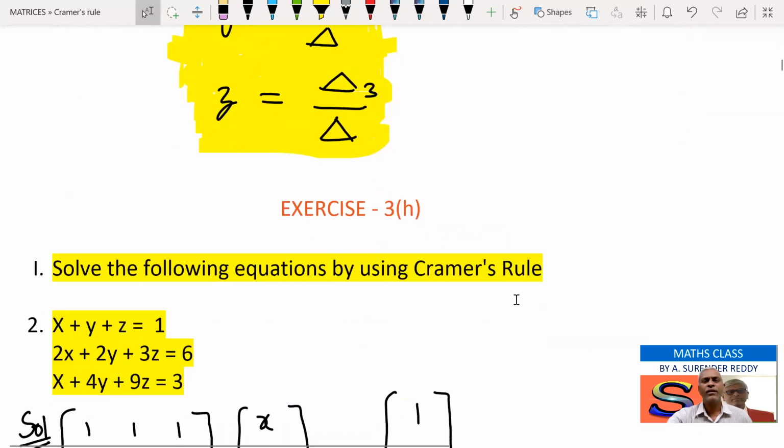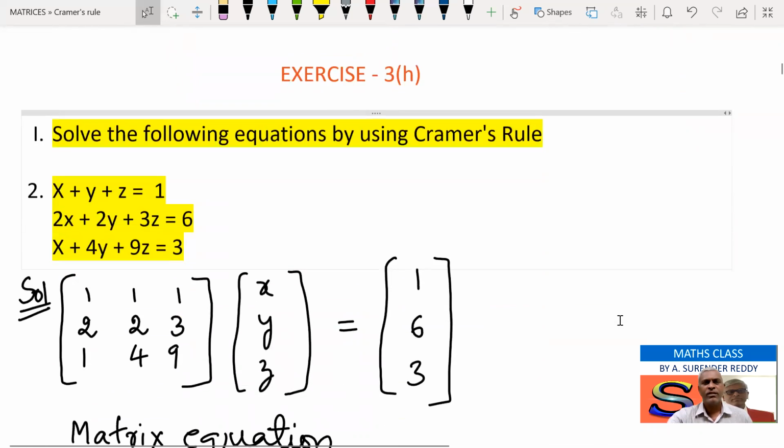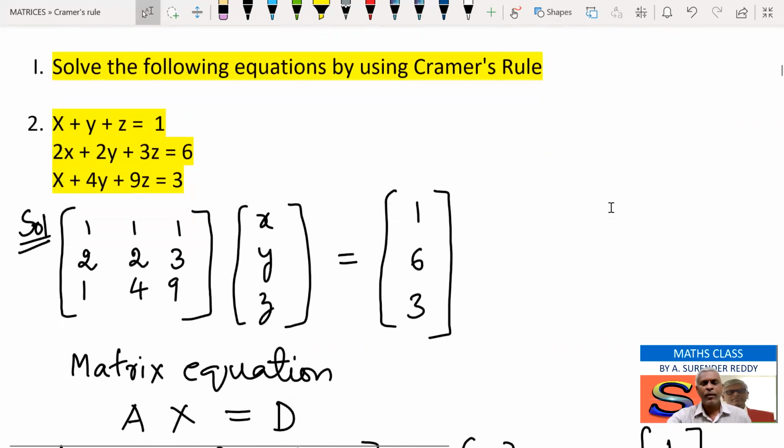Now let us consider some problems from the textbook exercise 3H. The question will be asked like this: solve the following system of simultaneous equations by using Cramer's rule, or solve the following equations by using Cramer's rule or Cramer's method.